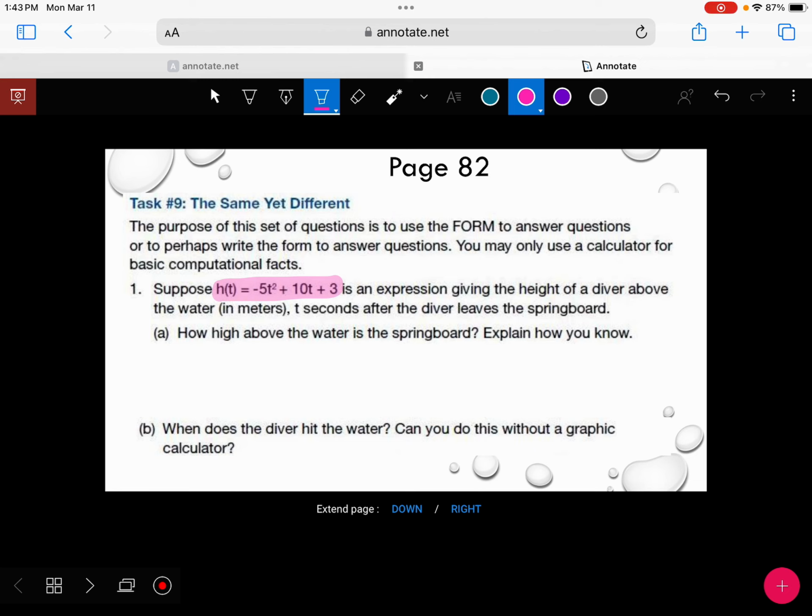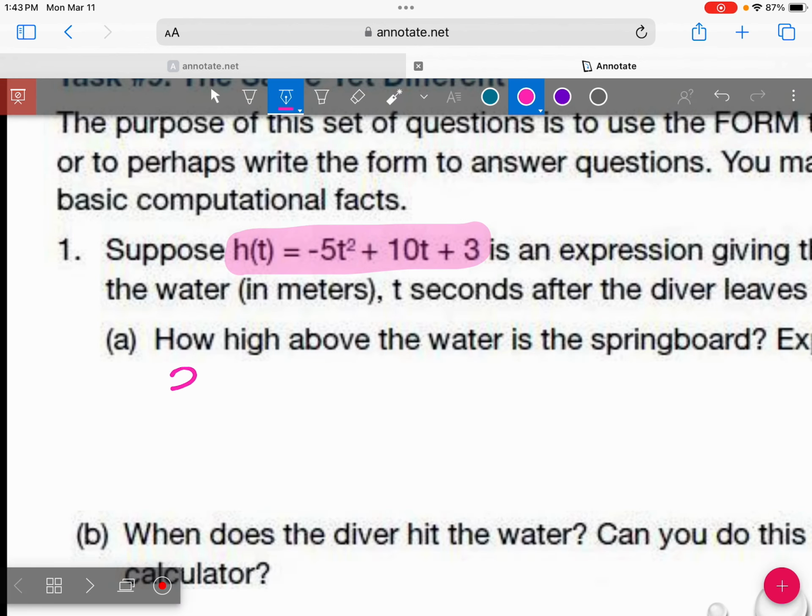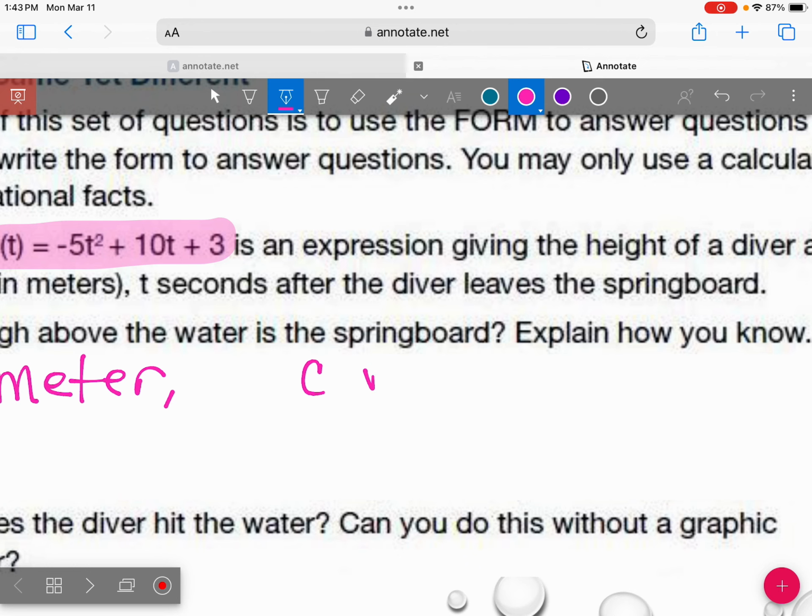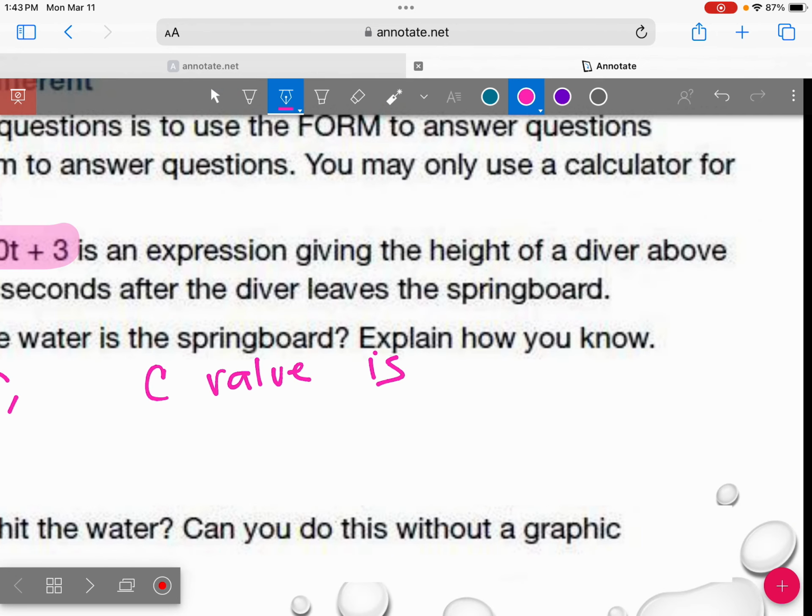How do we know it's going to be 3? It's our y-intercept. It's our starting place. So it's 3 meters. Our C value is our y-intercept.